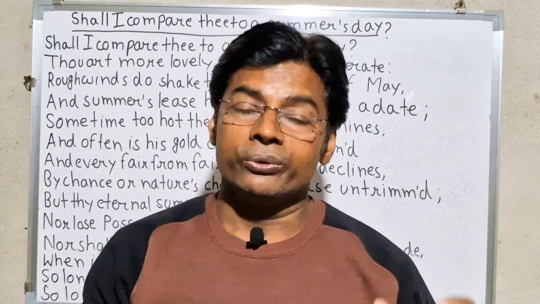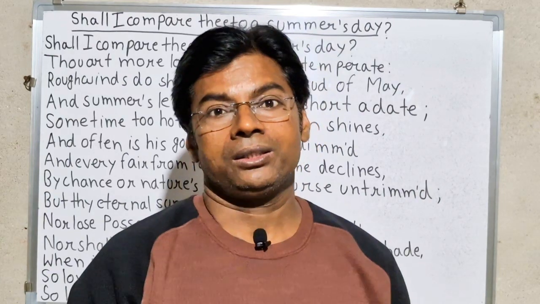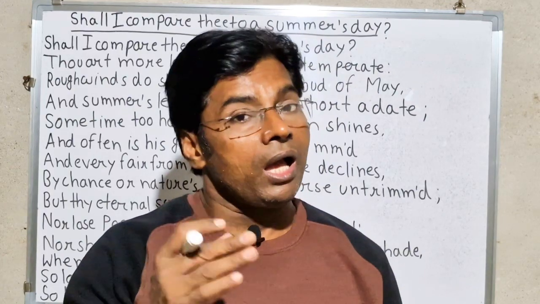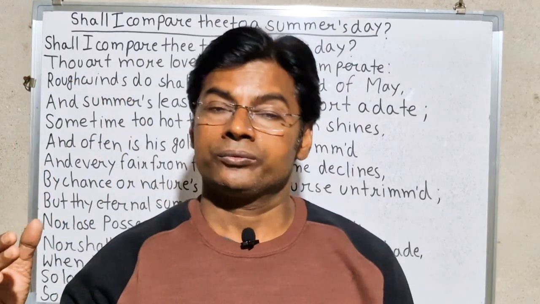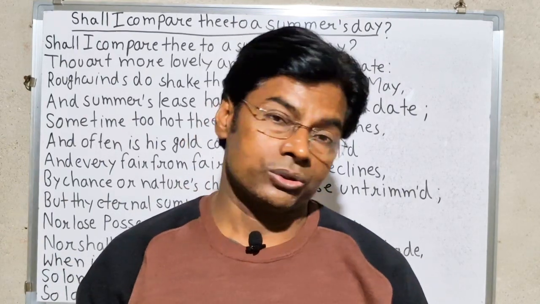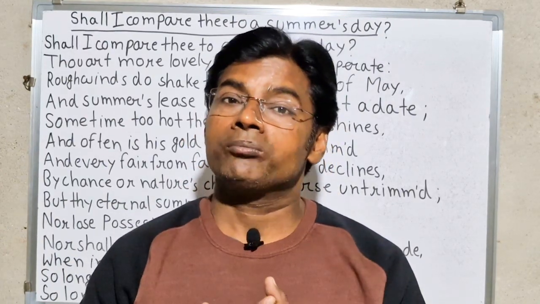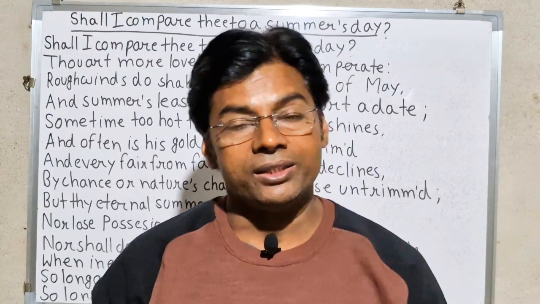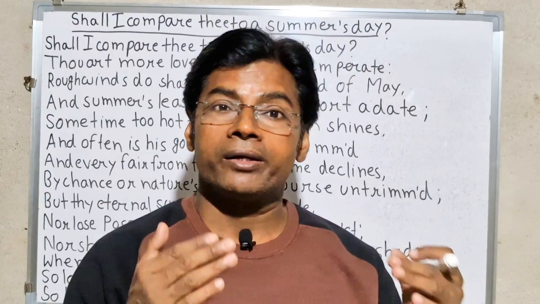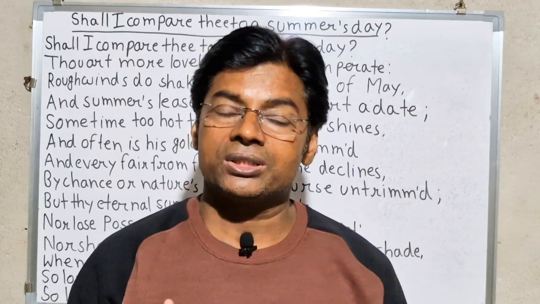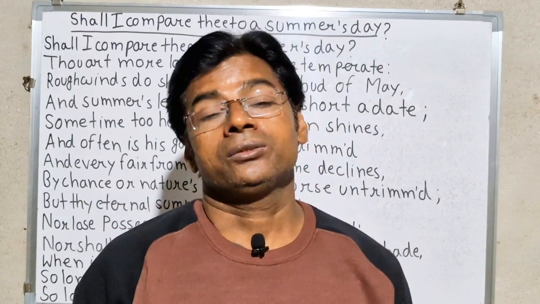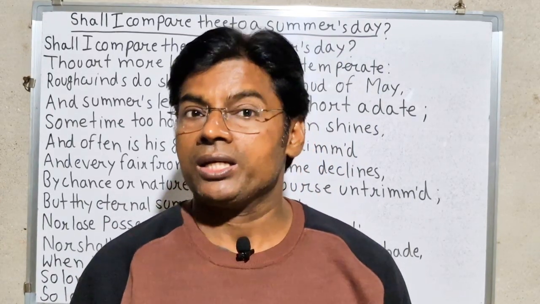So the most beautiful thing on this earth has to die one day. So nothing on this planet is permanent. So why compare something, or how can he immortalize his friend by comparing his soft features with these things on this planet that are to die one day?